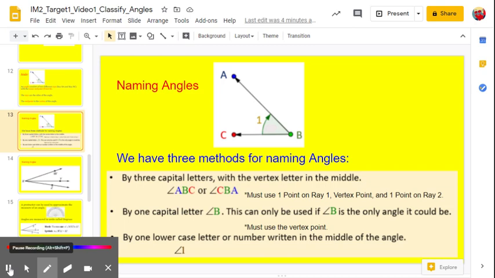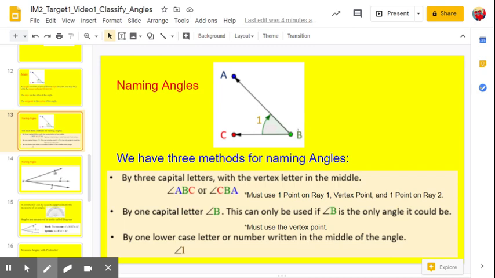So we have three different ways we can name angles. You can just name it by the vertex. So we could just call this angle B, and that works if this angle is clearly associated with this demonstration here. It's just one angle. But if you have multiple angles coming off of point B, you can't use the one-letter method.